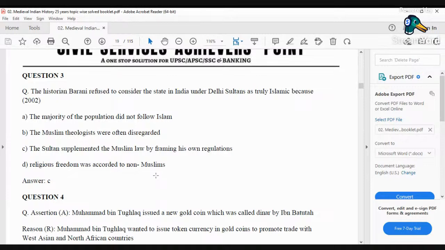These four mistakes which he committed had a great role in it. They had a great role in it.